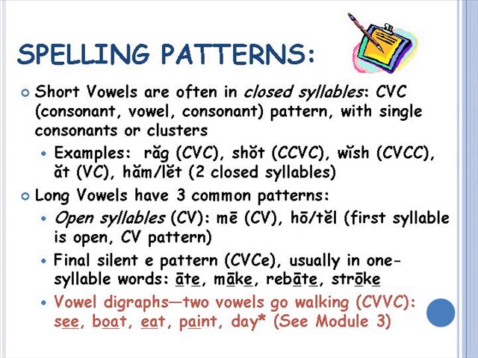There are spelling patterns for vowels. Short vowels are often in closed syllables. They are shown by the CVC pattern, which means consonant-vowel-consonant, with single consonants or clusters. Examples are shown here. Long vowels have 3 common patterns.